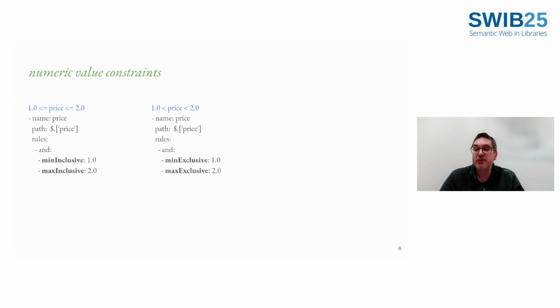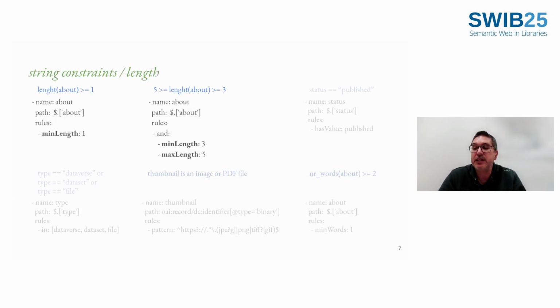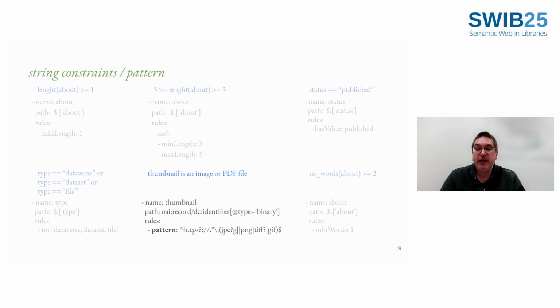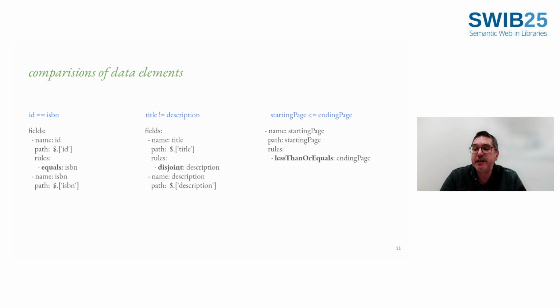This presentation is not intended to be a tutorial, so I will just give you some starters. With numeric value constraints, we can require that the value should be greater or smaller than a given scalar. With combination, we can set value ranges. We can set constraints for the length of a string value. We set a list of acceptable values. We can create a regular expression and set the minimal or maximal number of words. We can compare data element values, such as the title should be different than the description, which is a frequent problem in aggregated collections such as Europeana, or the first page number should be less than or equal to the last one.